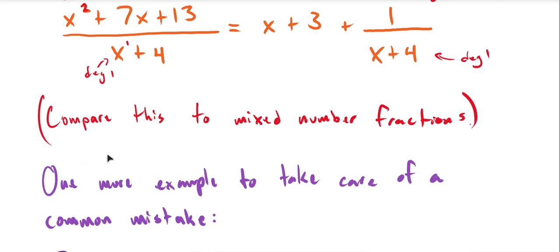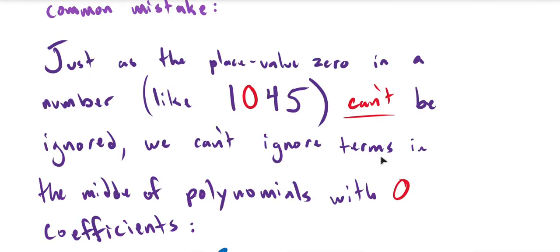All right, one more example to take care of a common mistake that gets made frequently, and that has to do with dropping zeros, because in numbers we see them quite clearly, but in polynomials, zero coefficients are often omitted. They're often omitted so we can't see them. But you wouldn't get rid of a zero like this when you did division. If I had 1045, that's so much different than 145. I can't ignore place values.